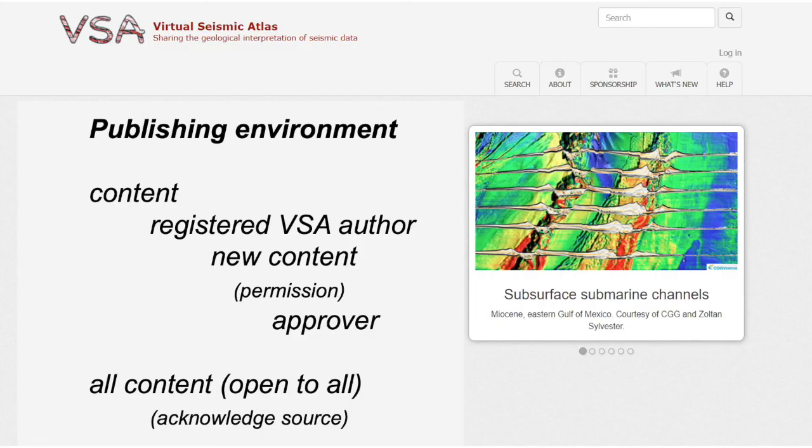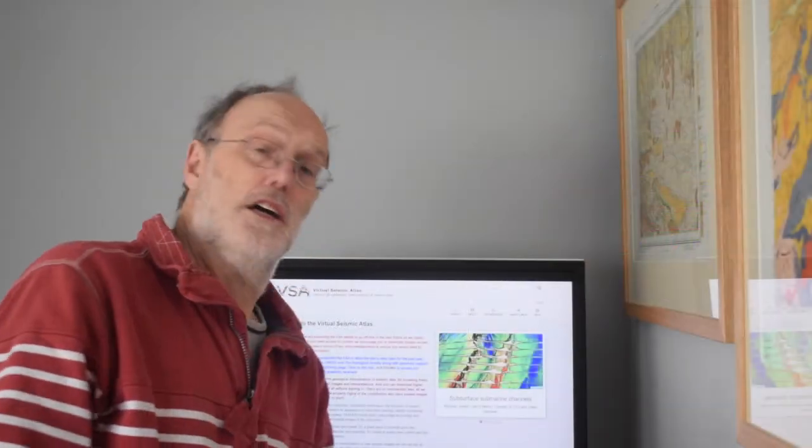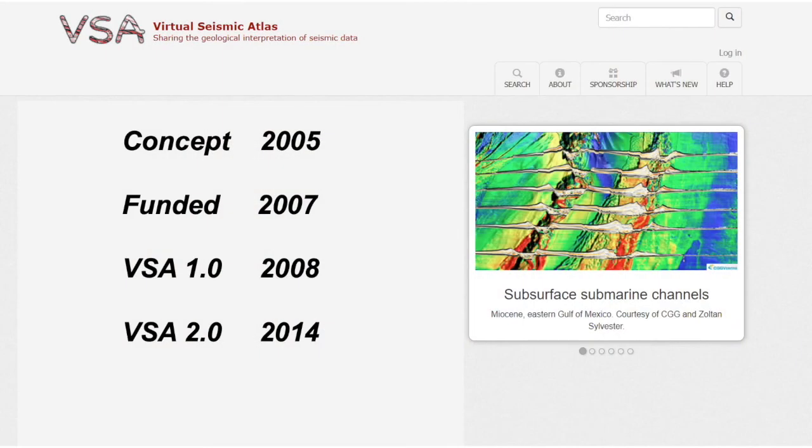In order for that content to be published and accessible on the VSA, it needs to be approved by one of the VSA team, making sure that no offensive or inappropriate material or anything that might impact negatively on the value of the original seismic appears on the VSA. So that's a brief history of how the Virtual Seismic Atlas we see today came about.